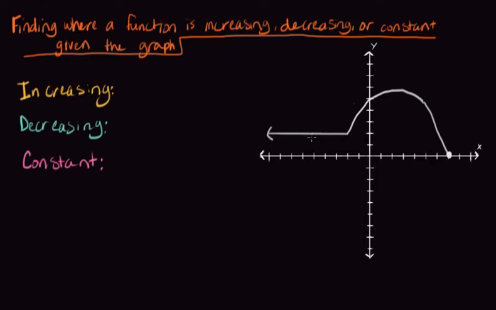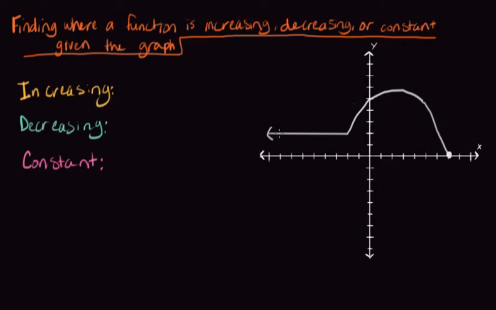Increasing means as we move from left to right, it's going up. Decreasing means as we go from left to right, it's going down. And then constant means it's just staying the same. So let's go ahead and look at this graph. Let's follow this graph and see where we are going up.